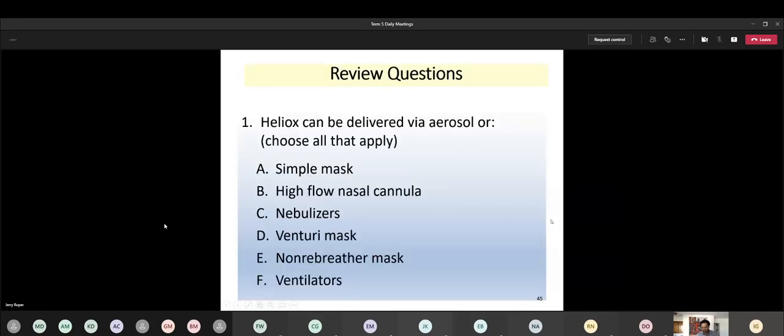All right, so our questions for this chapter, or these two chapters. This is a multiple. So how many of these would you choose if you wanted to deliver Heliox? What are your options?